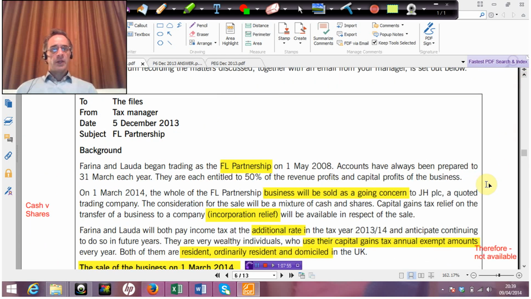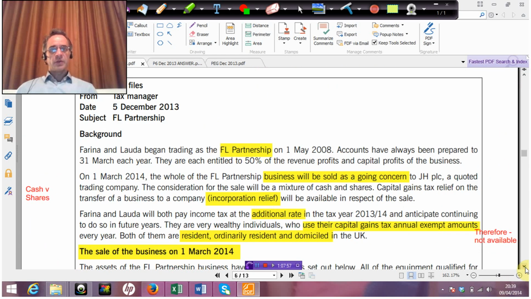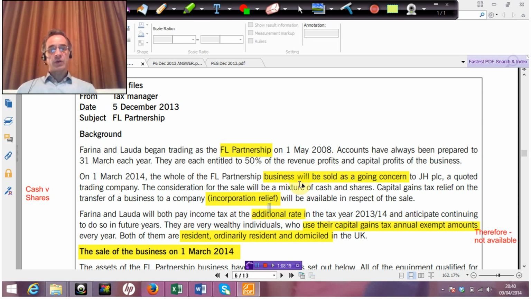Okay, so basically what we've got here is a partnership, yeah, the FL partnership, which is going to be sold as a going concern to JH PLC. Now he's prompted incorporation relief, because bear in mind it doesn't simply have to be a sole trader incorporating his business. We can get incorporation relief for any sort of transaction where really a business is being sold as a going concern and where there is a mixture of shares and cash.